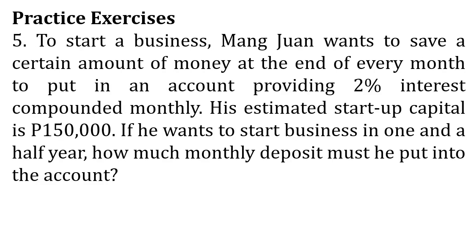Number 5, to start a business, Mang Juan wants to save a certain amount of money at the end of every month to put in an account providing 2% interest compounded monthly. His estimated startup capital is 150,000 pesos. If he wants to start a business in 1.5 years, how much monthly deposit must he put into the account? Again, at the end of every month, so that's an ordinary annuity. You will be solving for R also in number 5.